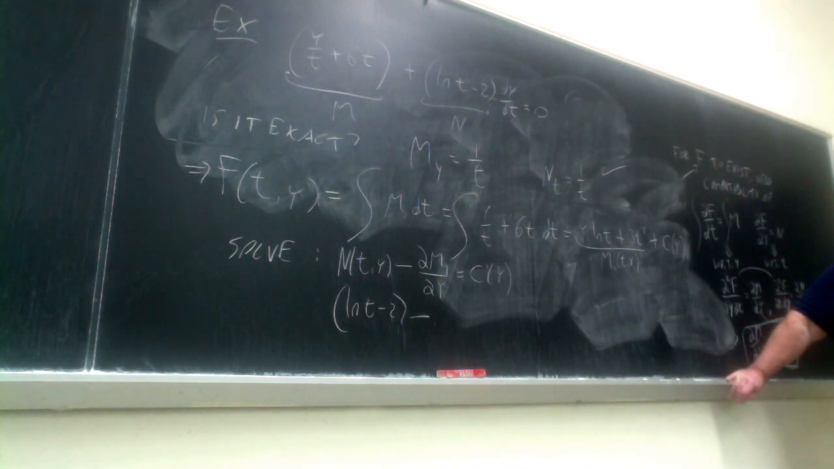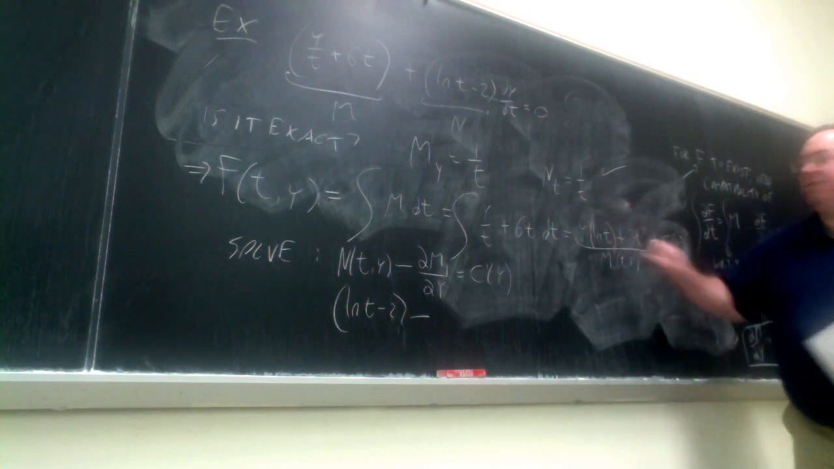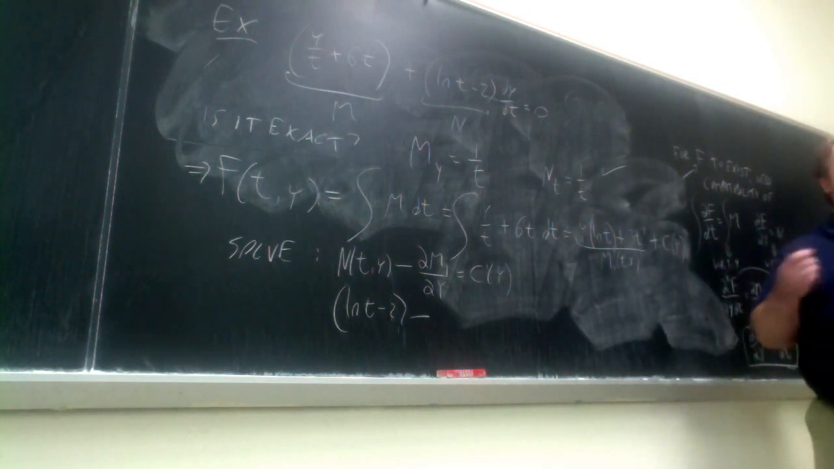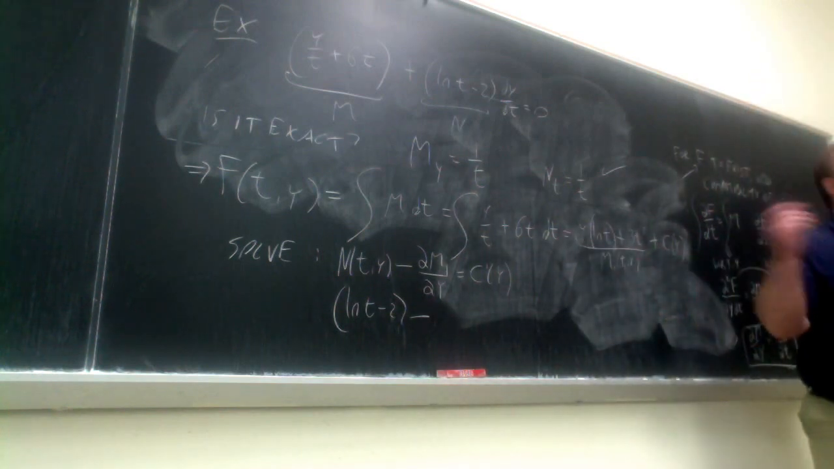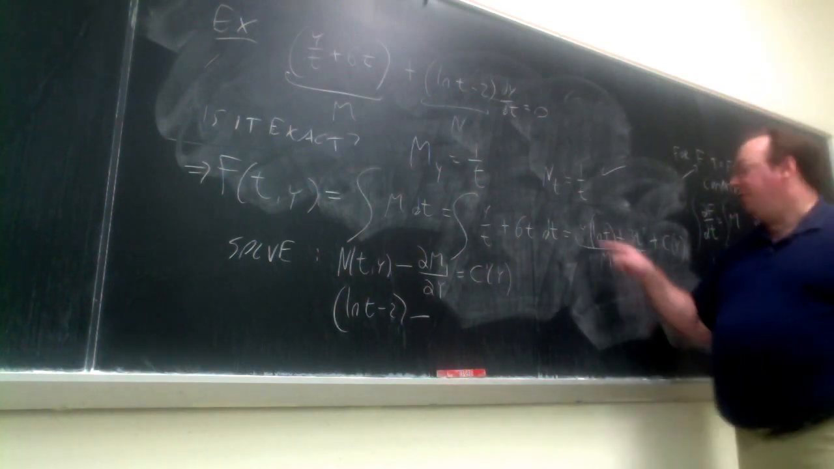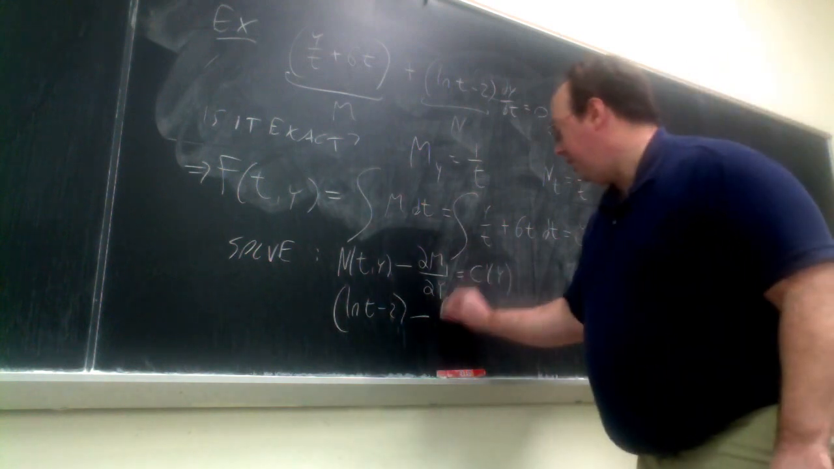Derivative with respect to y. Zero? No. It's natural log of t. Yeah, because this is like a constant coefficient that's multiplying it. So they think that this is really a linear function of y, not of t. So you get just natural log of t.